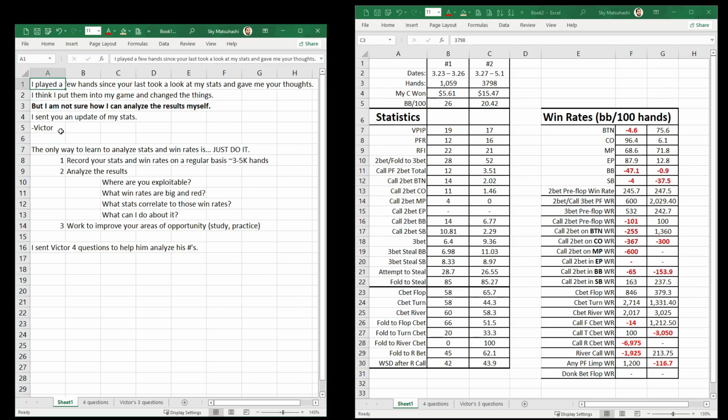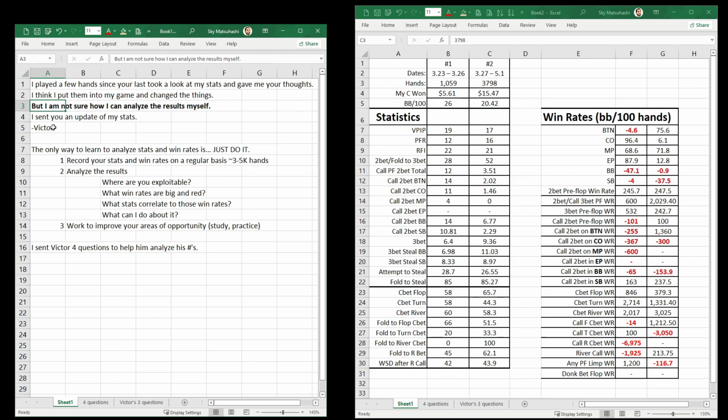He said in the email, "I played a few hands since you last took a look at my stats and gave me your thoughts. I think I put those thoughts into my game and changed some things, but I am not sure how I can analyze the results myself." I sent you an update of my stats, which you can see over here on the right from Victor.